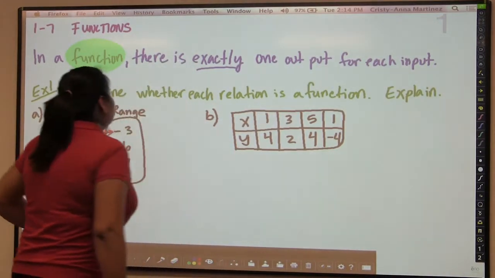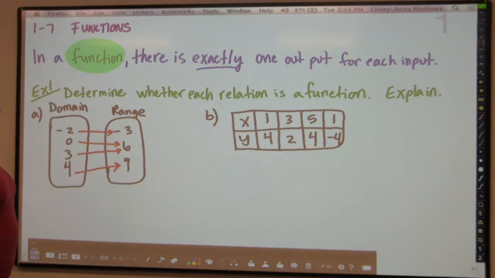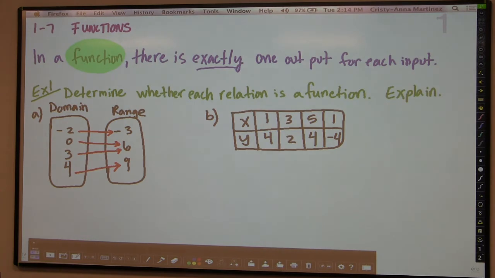So, today's lesson is Algebra 1 Functions. It's Chapter 1, Section 7. And we're going to have a field day.